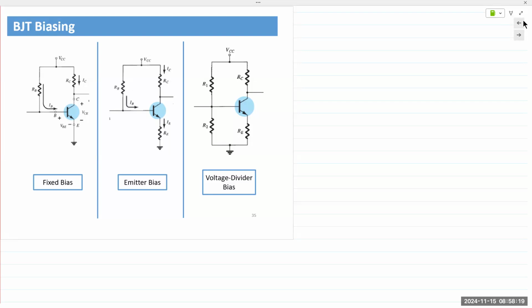Three of the most common ones are shown here. First one is a fixed bias. Fixed bias has a base resistor and a collector resistor connected directly to the voltage source. That single voltage source supplies a voltage to the base as well as the collector. This terminal on the left is Vin. This is Vout, meaning that's where we would send the AC input and collect the AC output.